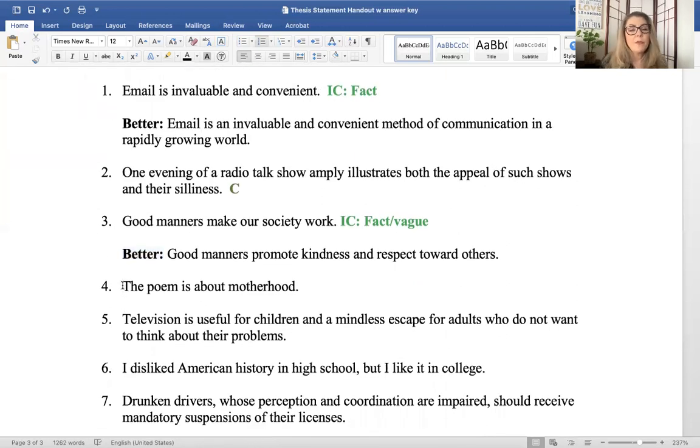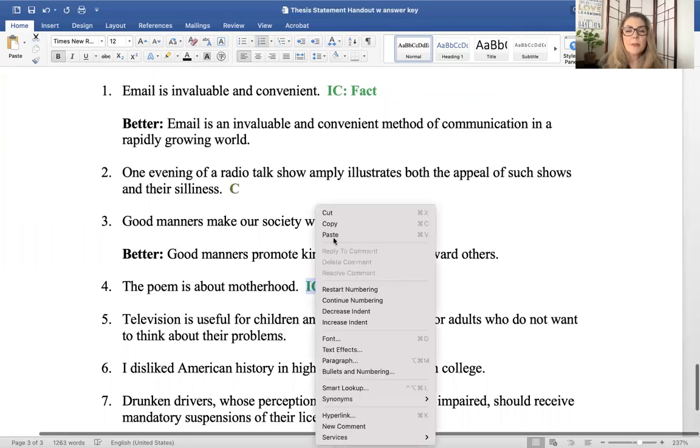Okay. All right. Number 4, the poem is about motherhood. Well, the first thing that comes to mind here is, well, what poem? Okay, what poem is the writer talking about?